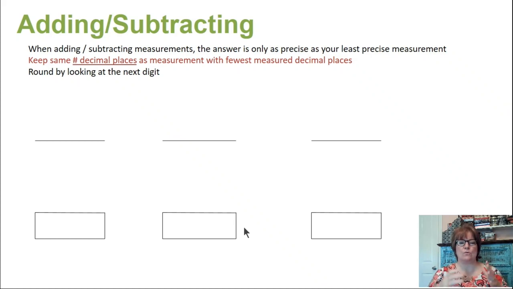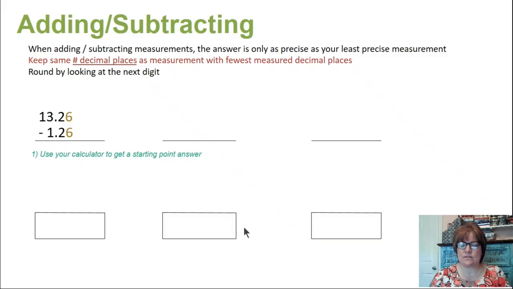But if it's to the left, then I'm going to have to use things like tens place, hundreds place, thousands place. Okay, so let's start with 3.26 minus 1.26. When I look at the uncertain digit, in both cases, the uncertain digit is in the second decimal place or the hundredths place. So first I want to use my calculator and get the answer. That's what it's designed for. It can't do sig figs, but it can do the calculation. It gives me the number 2.